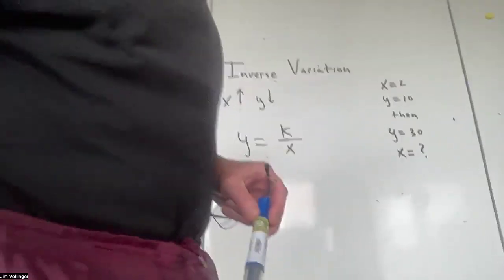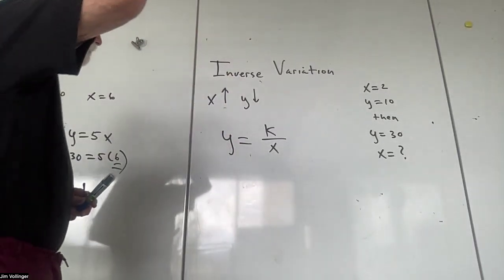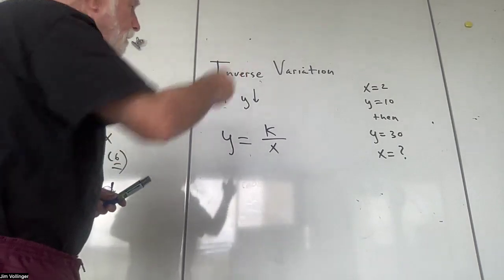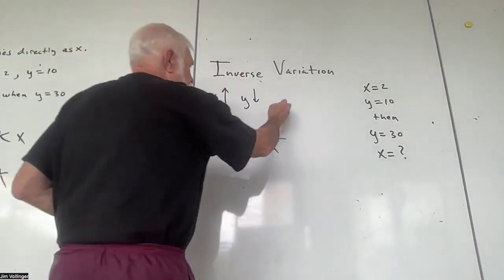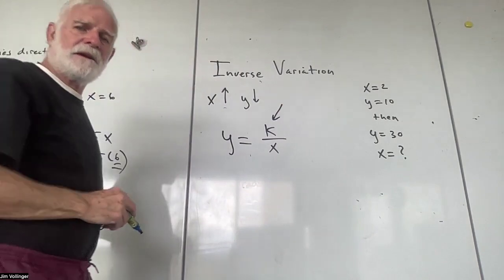Then we have inverse variation. As x gets bigger, y gets smaller. So what do we have? We solve for the constant of proportionality. Constant spelled with a K, K-O-N-S-T-A-N-T.